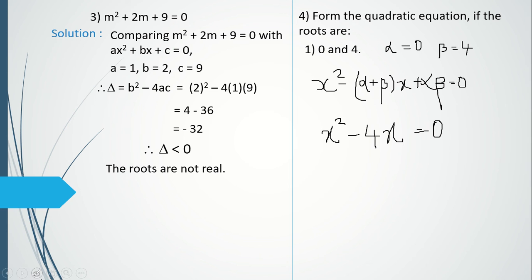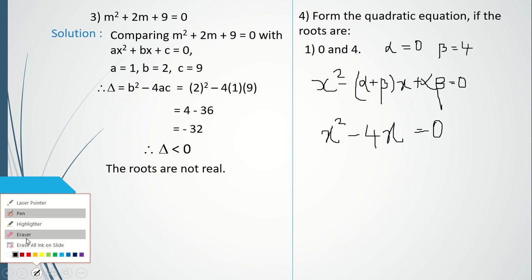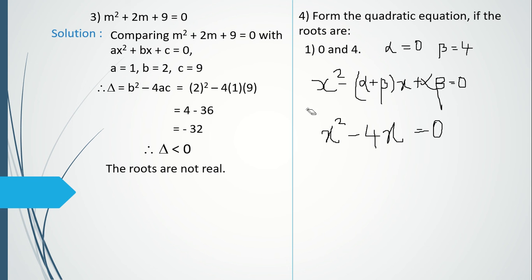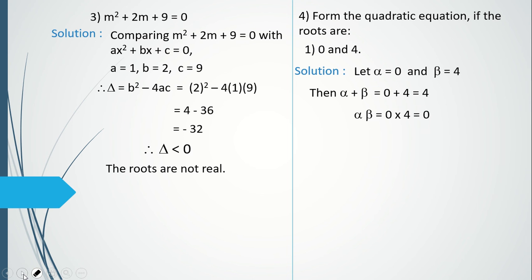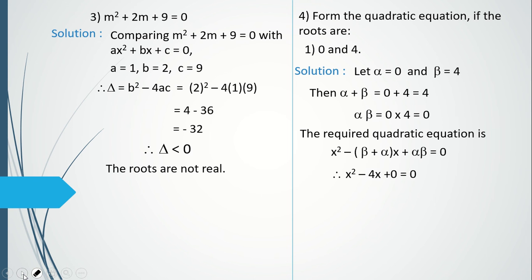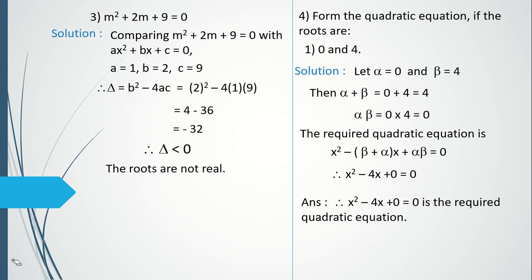So this is going to be the quadratic equation. x square minus 4x. So let us just see what do we get there. Okay, so just substitute, that term becomes 0. Therefore x square, now that 0 term, written or not written, will not matter. You can just write x square minus 4x is the required quadratic equation.